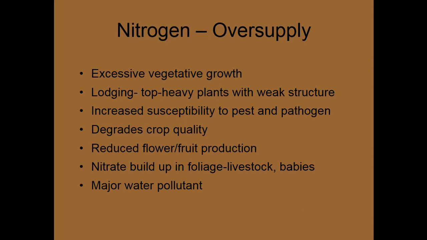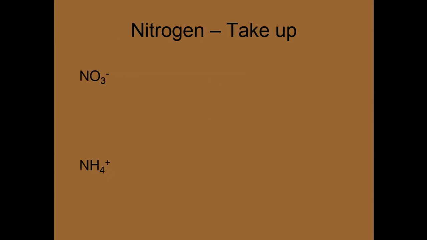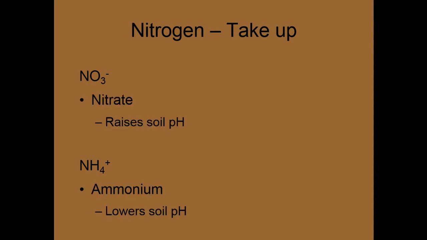And the nitrate buildup in foliage can negatively affect livestock. Nitrogen as a water pollutant in groundwater can harm babies, as well as in surface waters can cause large algal blooms. So nitrogen uptake, we have nitrate, which raises the soil pH, and ammonium, which lowers the soil pH. So nitrate is NO3 and has a negative charge, ammonium NH4 with a positive charge.